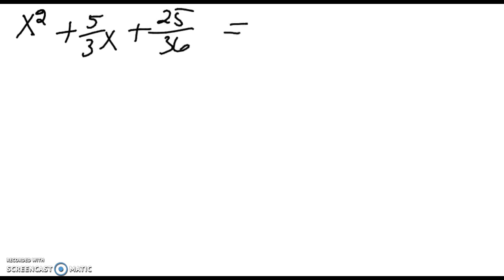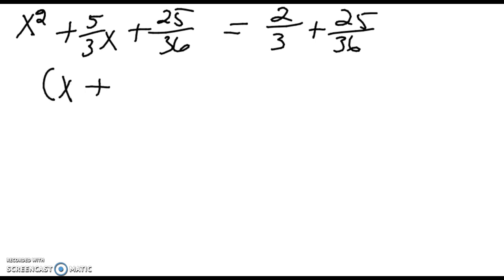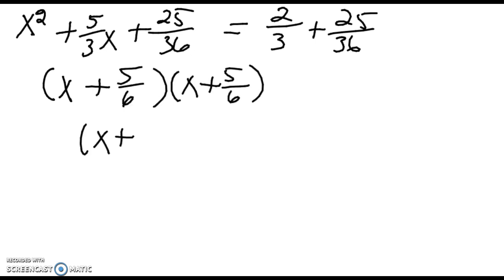Okay, so let me rewrite what we just had up there, and then we'll talk about the factored form. So we had x squared plus 5/3 x plus 25/36 equals 2/3 plus 25/36. And we're going to factor this side of our equal sign into x plus 5/6 times x plus 5/6, which is x plus 5/6 squared.